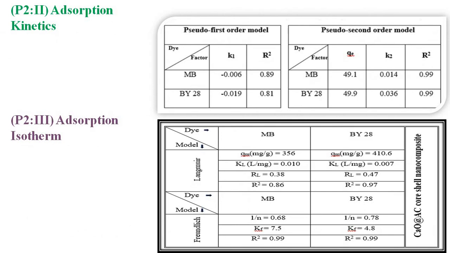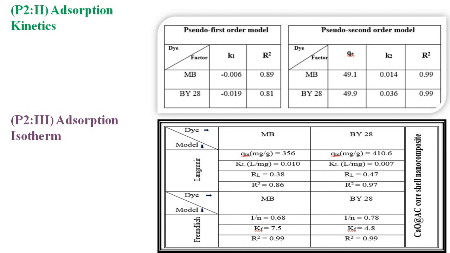With respect to the adsorption kinetics, to understand the mechanism of the adsorption process, we found that the pseudo-second order model has a high R-square, indicating chemical adsorption between the two components, the surface of the nanocomposite and the two dyes. The adsorption isotherm gives an indication about the surface morphology of the material.